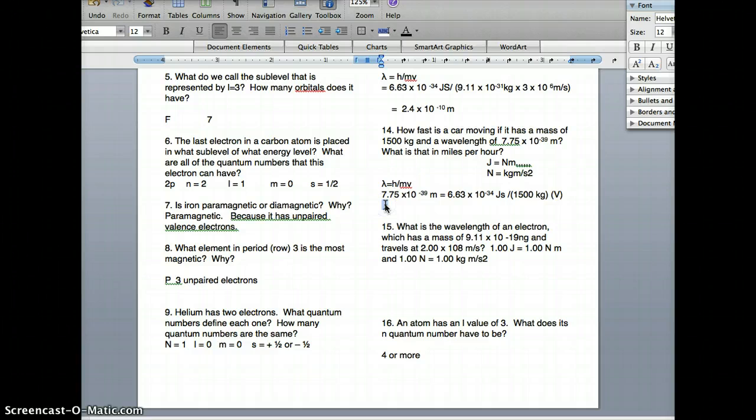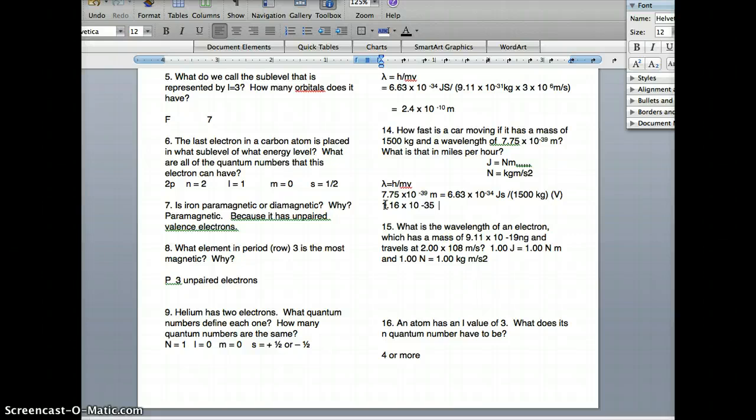7.75 times 10 to the negative 39th times 1,500 is... Don't forget to use the EE key. Have I ever mentioned that? So don't forget to use the EE key or the EXP key. Okay, multiply that by 1,500, and I get 1.16 times 10 to the negative 35th.